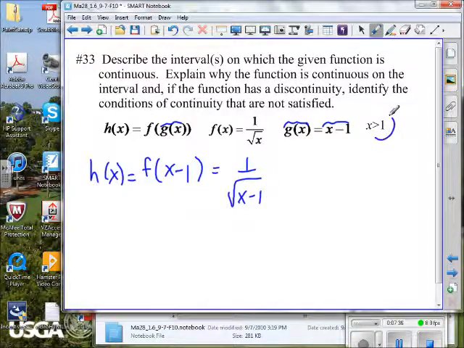Now we have this criterion over here that says x is greater than 1. Why would that be necessary? I don't want 0 because it's undefined. But why is it greater than 1?